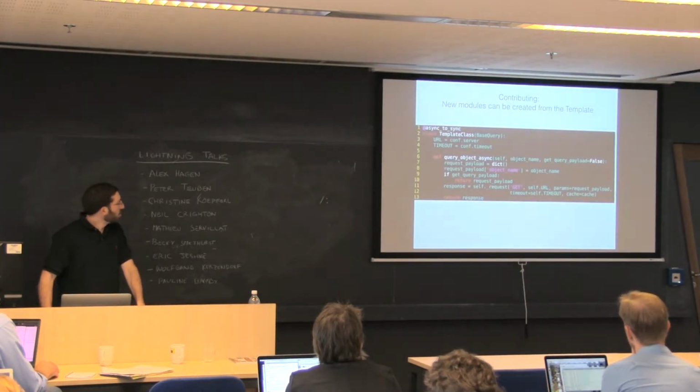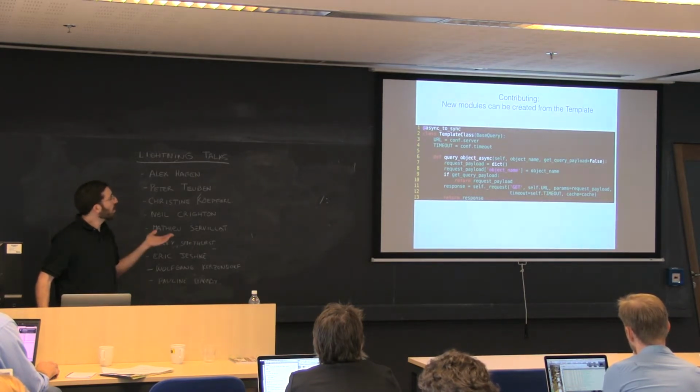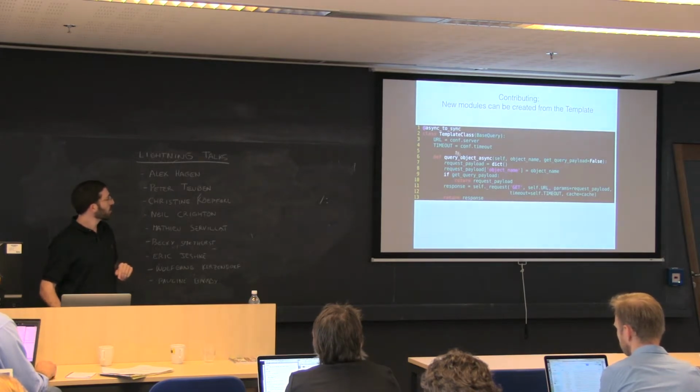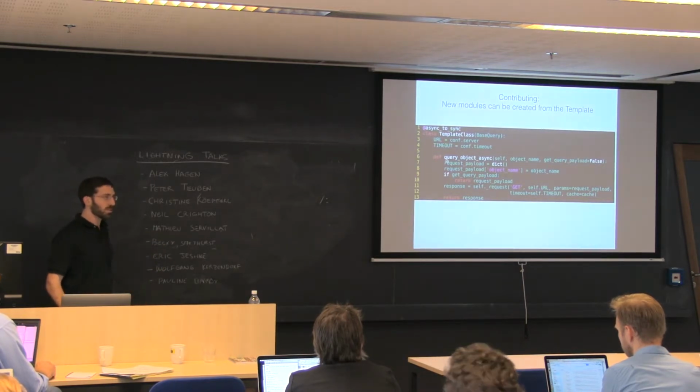So the template module looks something vaguely like this, where I've chopped out all of the important comments. If you want to create a new module, you want to query a service that's not currently supported, you'll use this template module, which basically looks something like this. There's this little magic decorator up here. You don't really need to know too much about what that does, but I'll give you details perhaps if we go to the afternoon session.